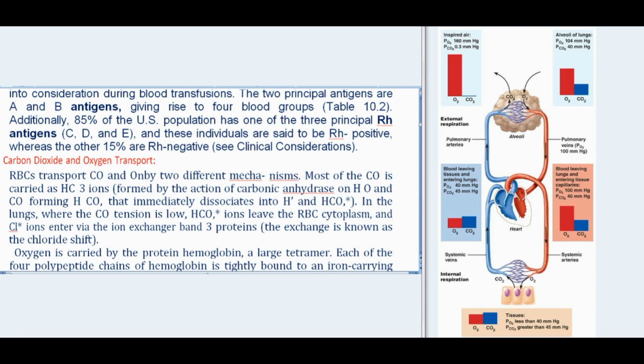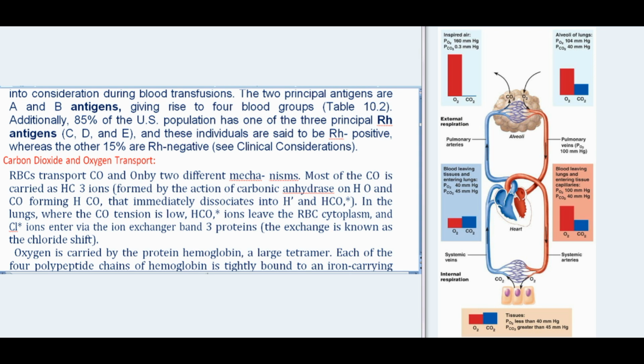See clinical considerations. Carbon dioxide and oxygen transport. RBCs transport CO2 and O2 by 2 different mechanisms. Most of the CO2 is carried as HCO3- ions, formed by the action of carbonic anhydrase on H2O and CO2, forming H2CO3 that immediately dissociates into H+ and HCO3-. In the lungs, where the CO2 tension is low, HCO3- ions leave the RBC cytoplasm, and Cl- ions enter via the ion exchanger band 3 proteins. The exchange is known as the chloride shift.